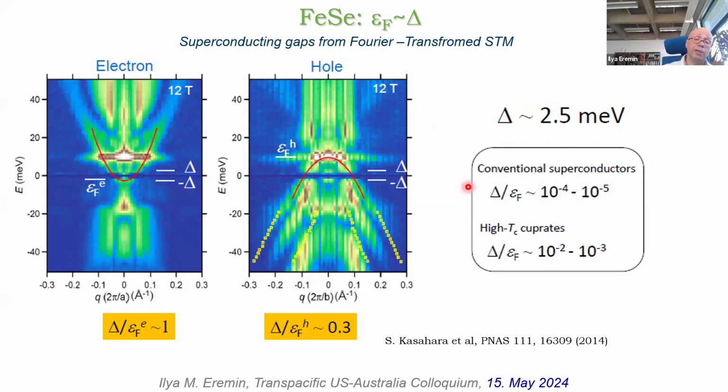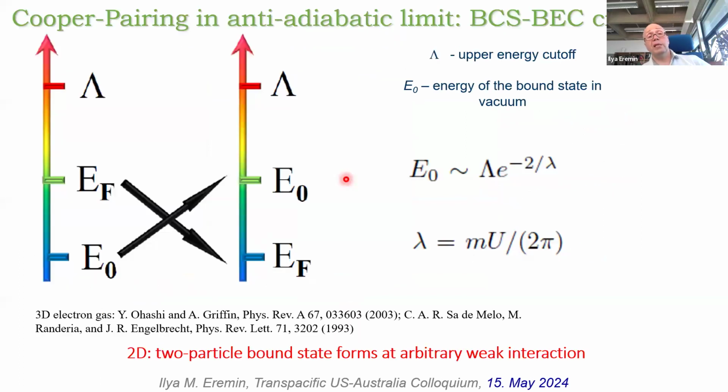The sizes of the gaps you can measure, for example, from Fourier transformed STM, where you measure the scattering interference, quasi-particle interference from Bogoliubov quasi-particles, and you can nicely estimate the sizes of the superconducting gap. This tells you that, although it's an S plus minus superconductivity, in order to understand it you have to work in the anti-adiabatic limit. In the conventional BCS theory, you assume that you have a Fermi energy which is much larger than the characteristic energy, h bar omega Debye.